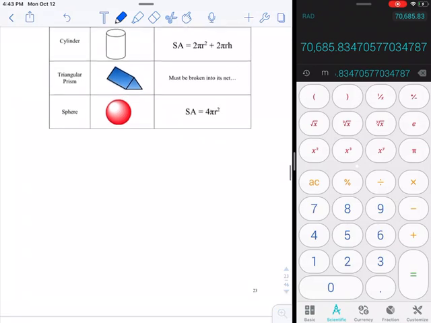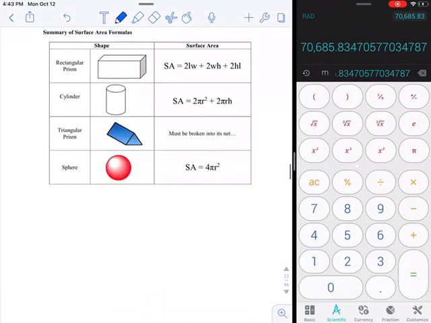Okay, so here's a summary of the formulas. You need to use this when you're doing the classwork. So refer here, figure out which formula you need, and then use that in the calculations.